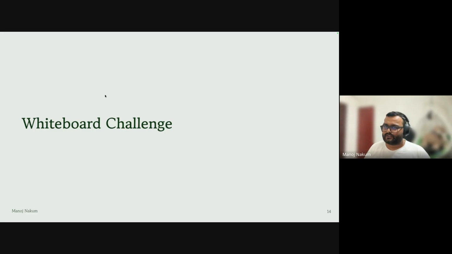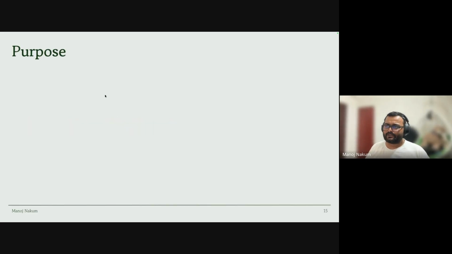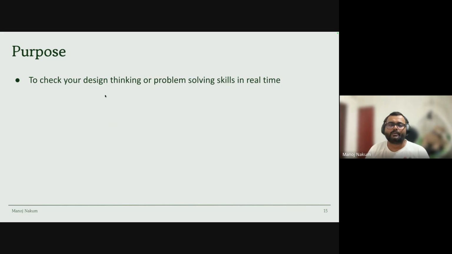The purpose of this round is just to know about your design thinking. How do you think, how do you tackle the problem and how do you solve it? It also showcases that once you are given this challenge, they might give you a PDF or share a link with you. Once you go through the details of the challenge, what kind of questions do you ask? This is the most important thing.